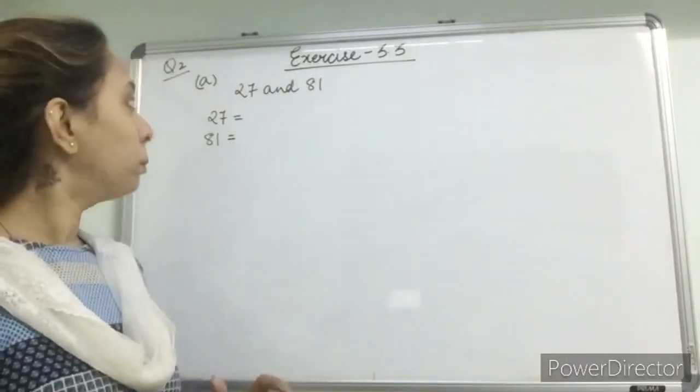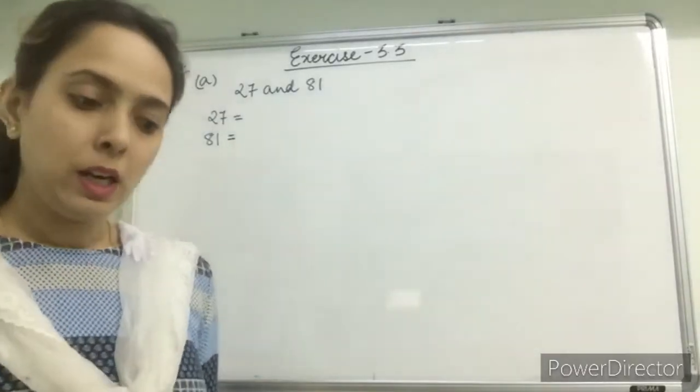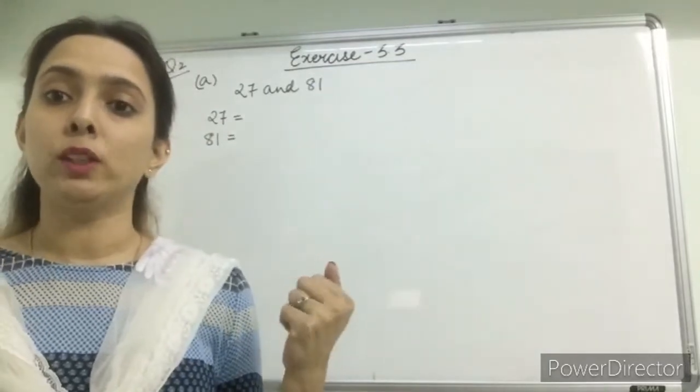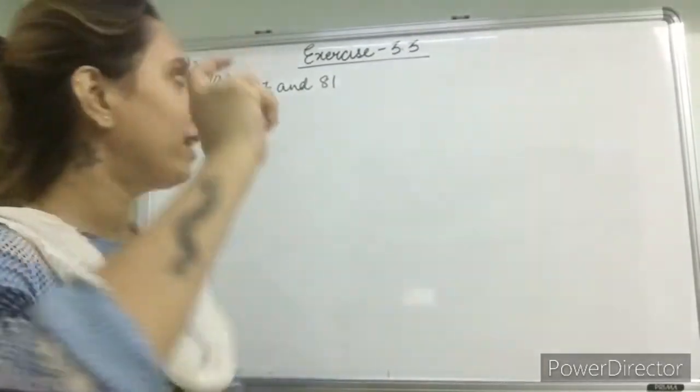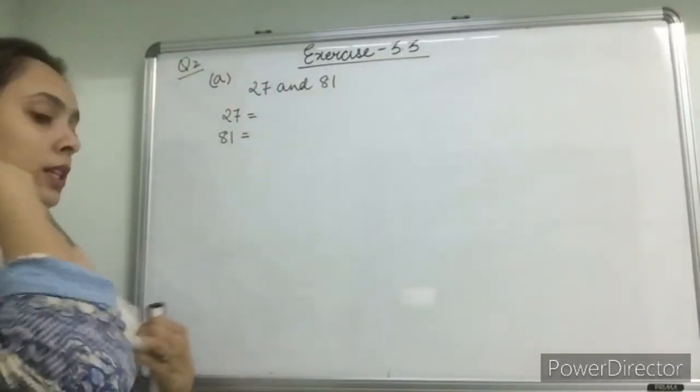Next, question number 2, A part. Let's read the question. Find the HCF of the following by listing common factors. So here we have to use the method of listing out the factors. Two numbers are given to us. So let's do this question.